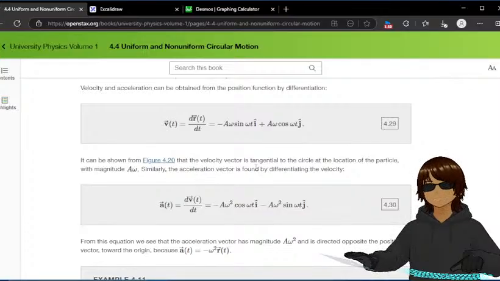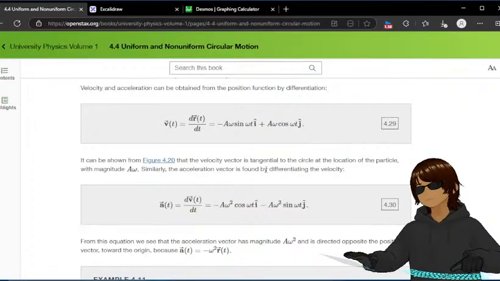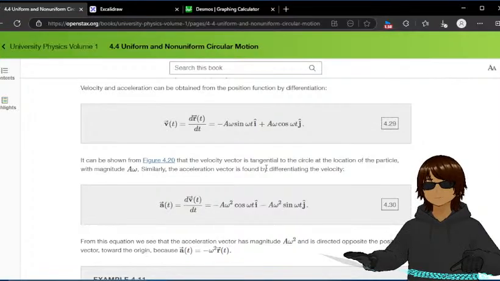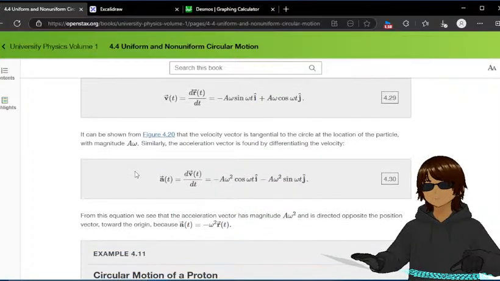Similarly, the acceleration vector is found by differentiating the velocity. If you want the magnitude, this part squared plus this part squared and square root the whole thing. Sine squared plus cosine squared gives 1, so A and omega remain and the square root cancels out. So A omega is the velocity.